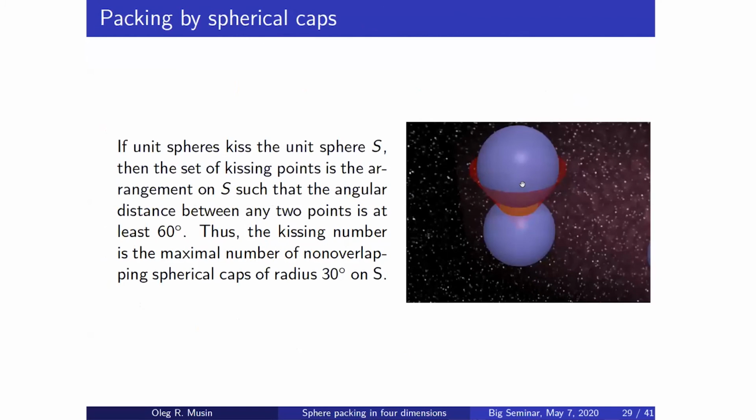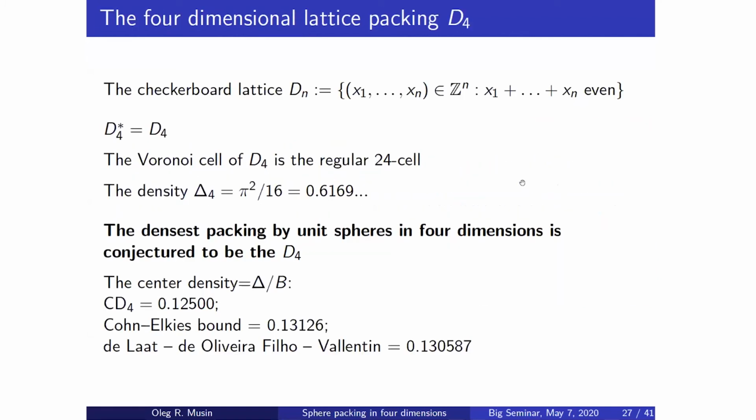Another equivalent formulation: the density delta 4 is pi squared over 16. The center density is the density divided by the volume of the ball in this dimension. The center density is 1/8, 0.125. And what is known, there are some bounds. The first good bounds were by Cohn and Elkies, in 2000, I forgot, 2002 probably. It's also in their paper.